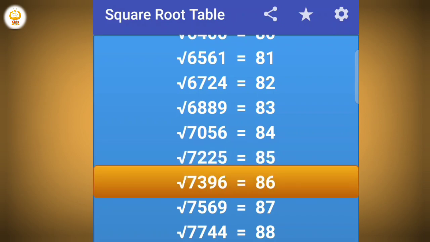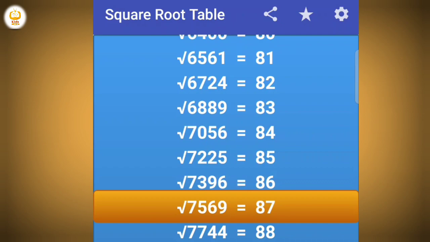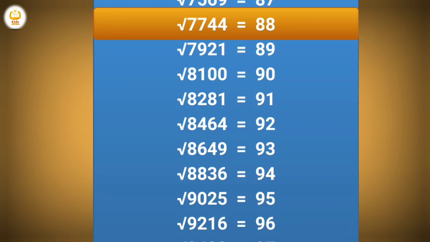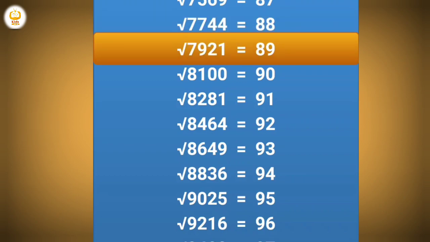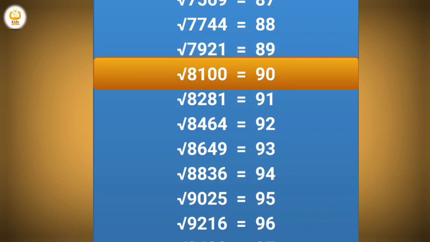Square root of 7396 za 86. Square root of 7569 za 87. Square root of 7744 za 88. Square root of 7921 za 89. Square root of 8100 za 90.